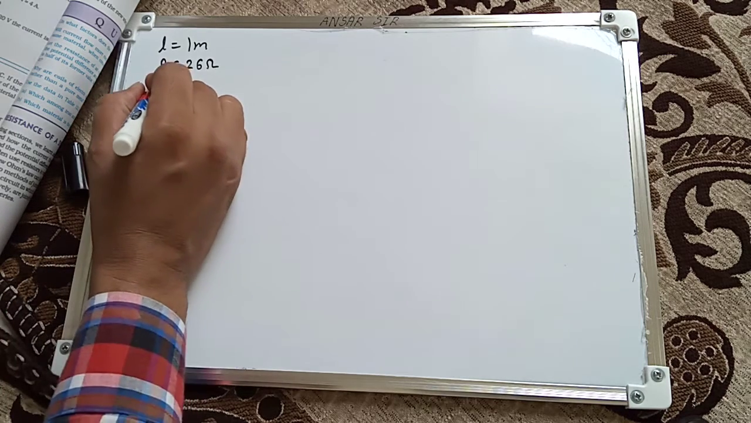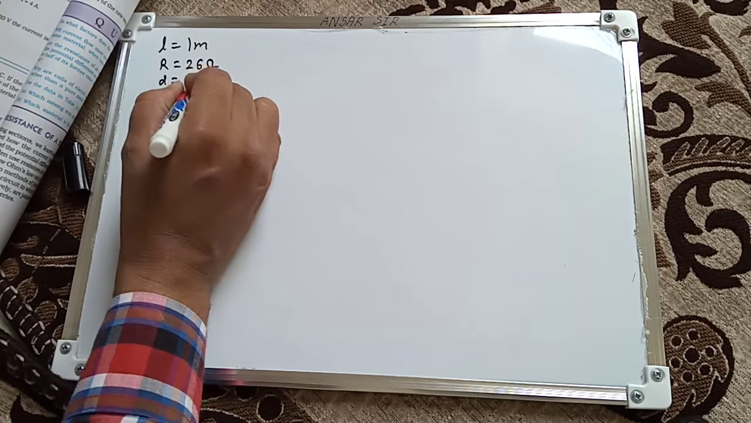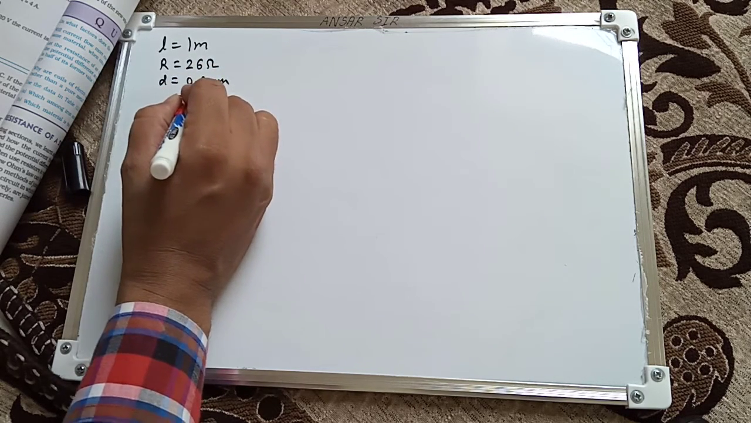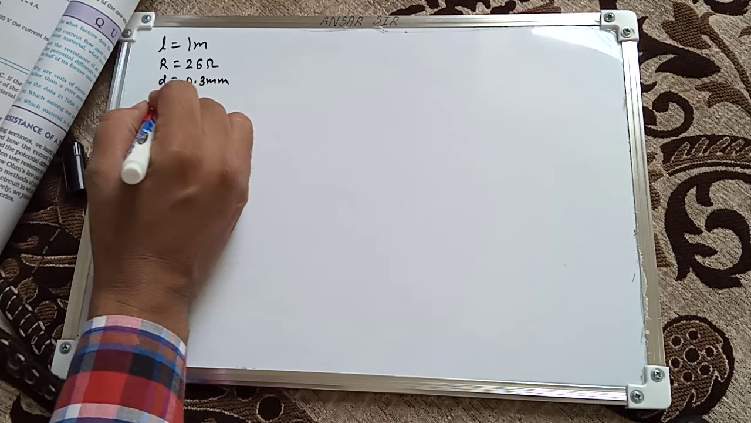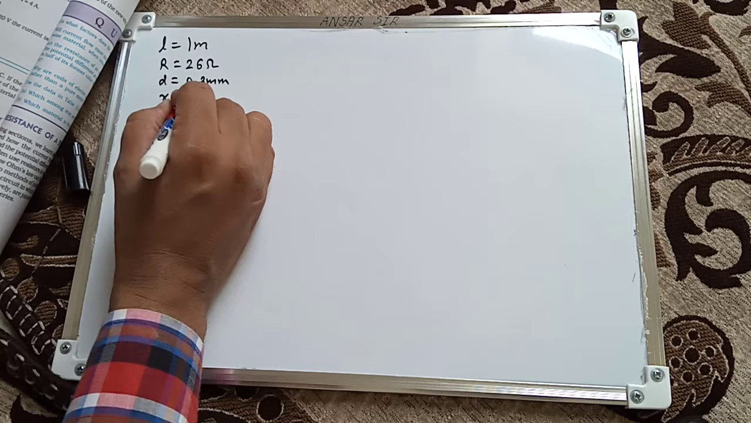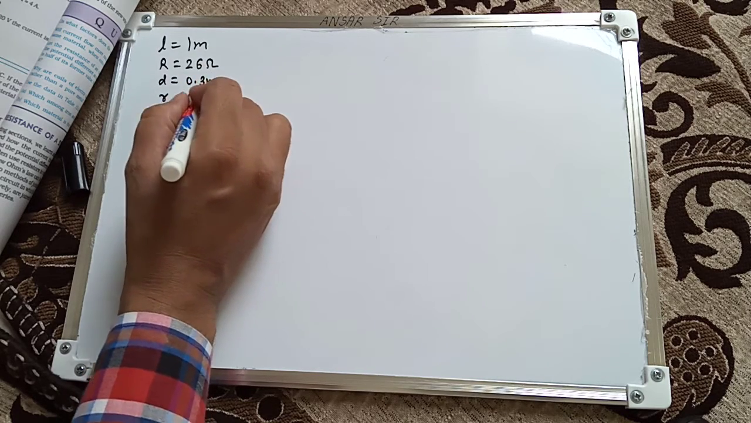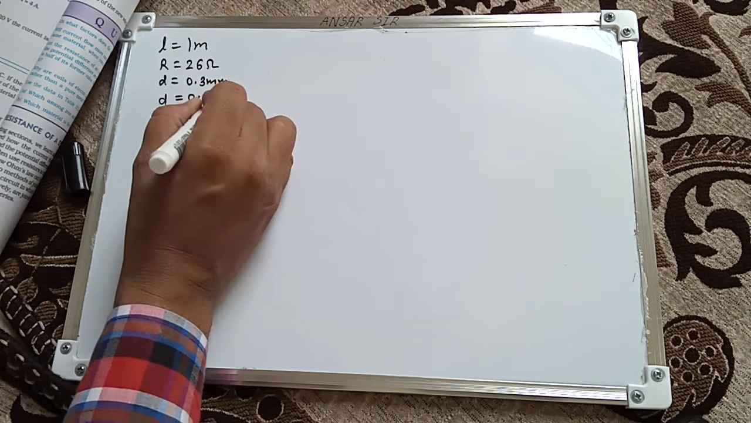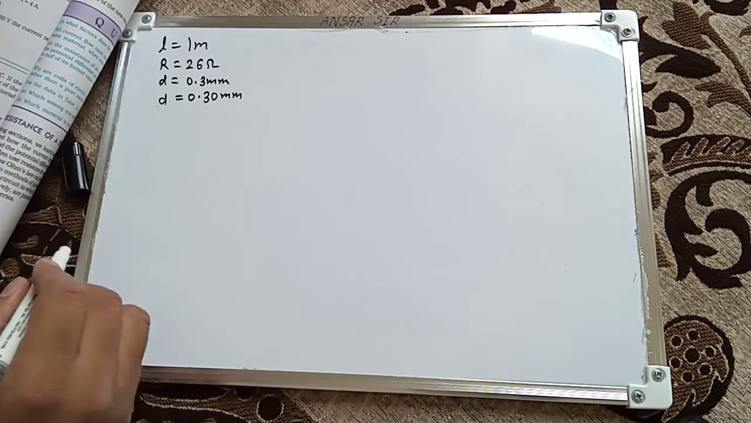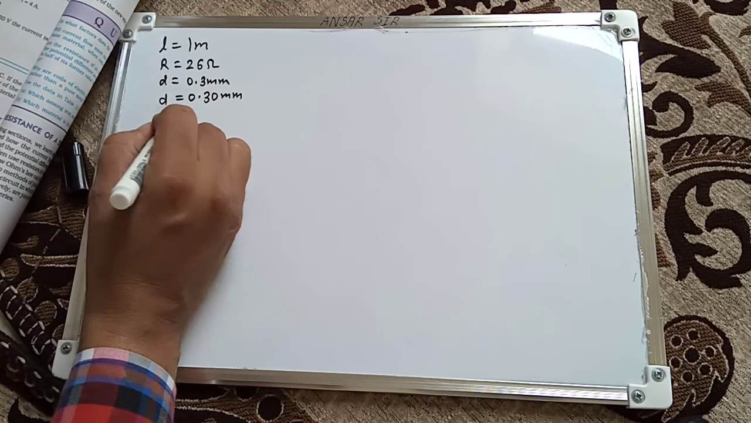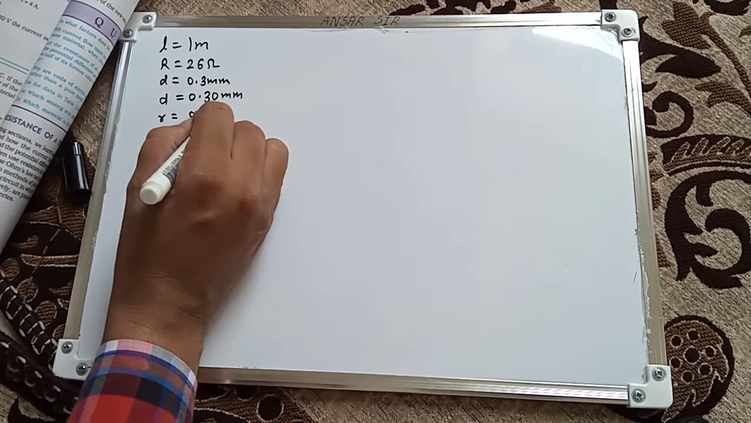So the diameter of the wire is 0.3 millimeter. We have to change it to radius because we will need radius. Diameter is 0.30 mm. 0.3 can be written as 0.30 mm. So we can say radius will be 0.15 millimeters.